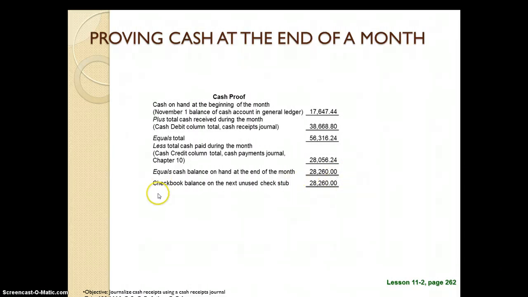So then we look at the checkbook balance on the next unused check stub, we write that amount down, and we compare these. Do they equal? They sure do. They're the same amount of money. So this means that we proved cash, and this is done at the end of every single month.